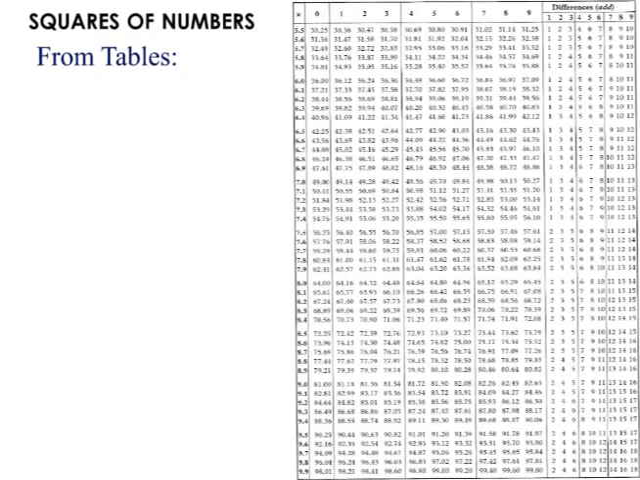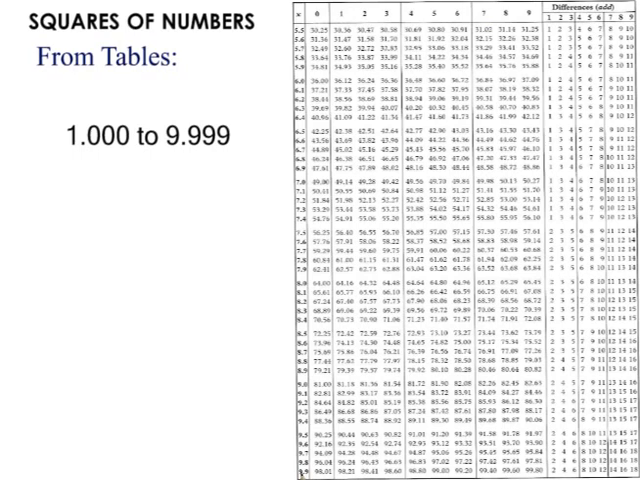This is a sample page of the tables of squares of numbers. In this section, we shall learn how to find the squares of whole numbers and decimals using this table. These tables provide the squares of numbers from 1.000 to 9.999. The table has 3 main sections. 1. The column headed by X, featuring numbers from 1.0 to 9.9. This column provides the first decimal place of the number whose square we want to find.